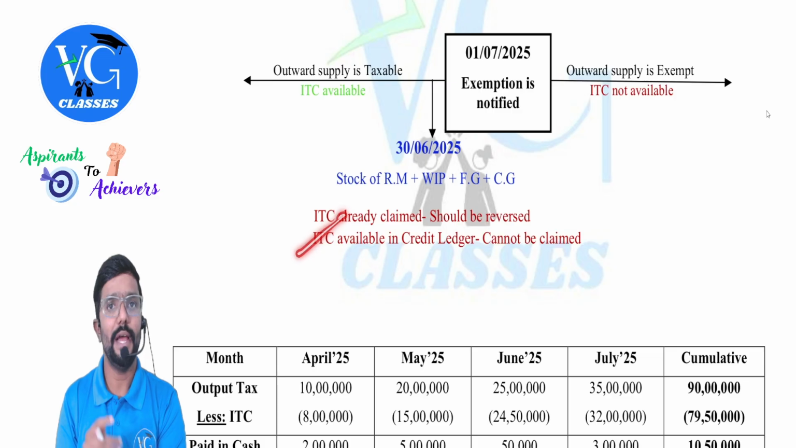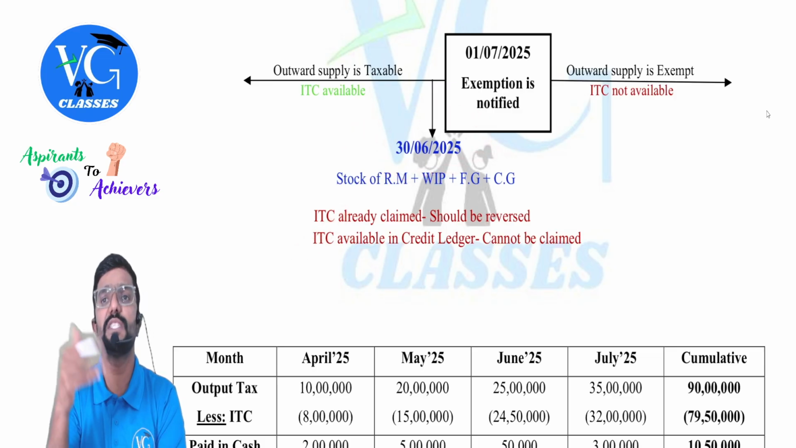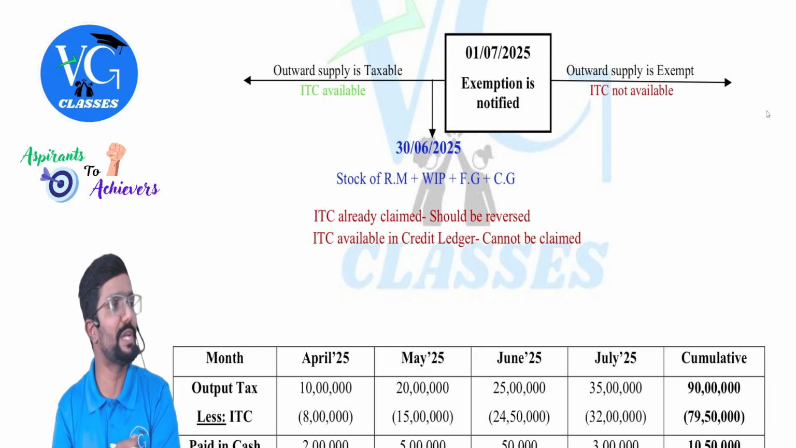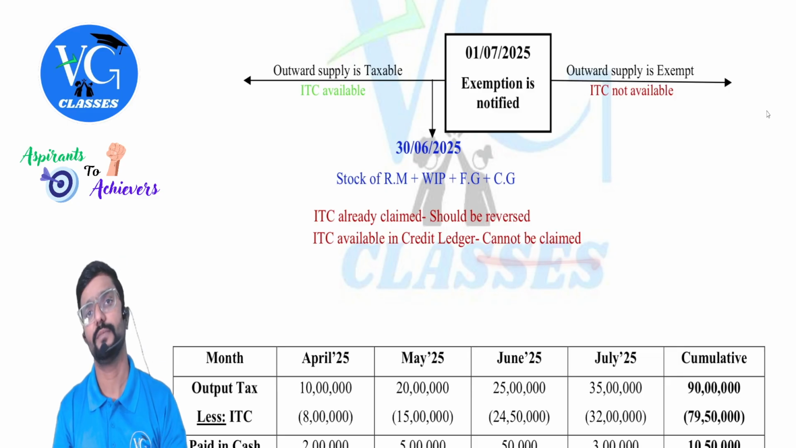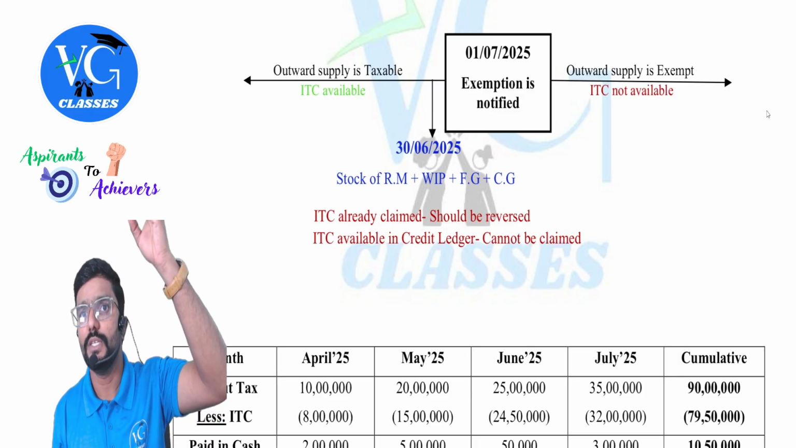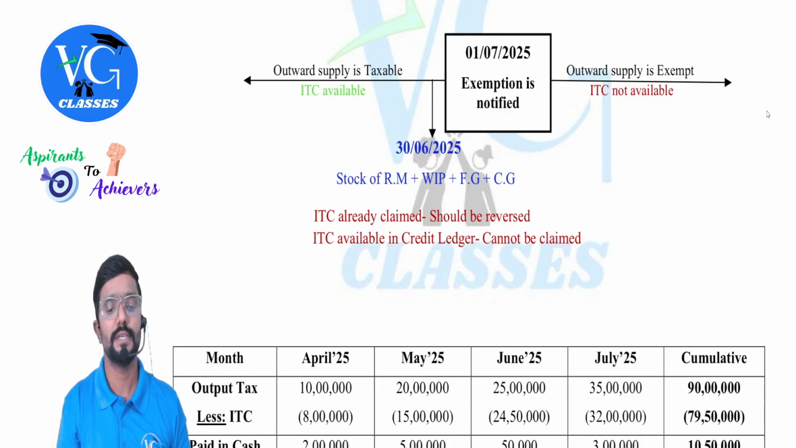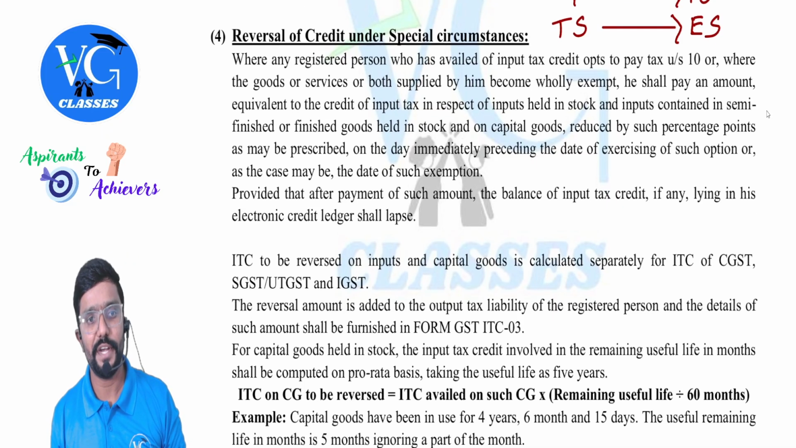Next, sir, ITC I have not yet claimed, sir. It was there in my credit ledger, sir. I was just thinking to claim it maybe next month or next to next month, sir. Forget about it. You cannot claim it. Understood? Yes. Got it now? Chalo. Let me go and read it.